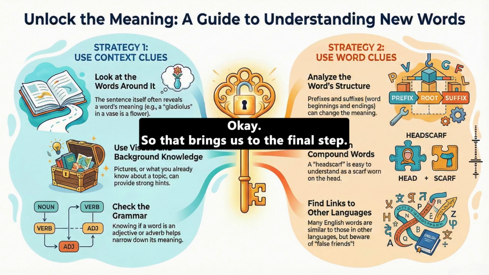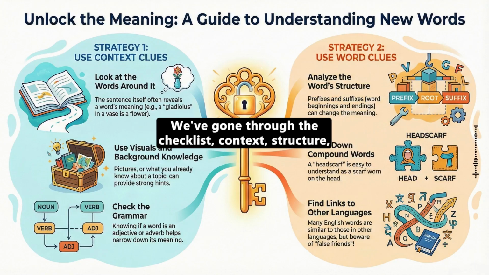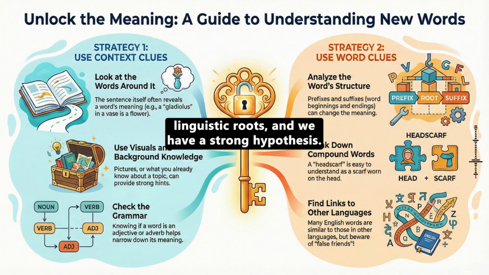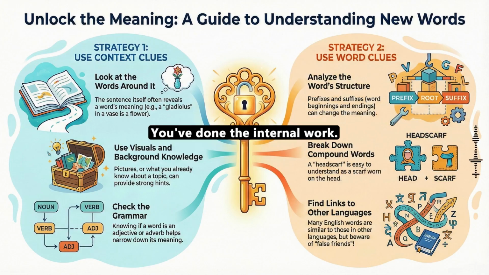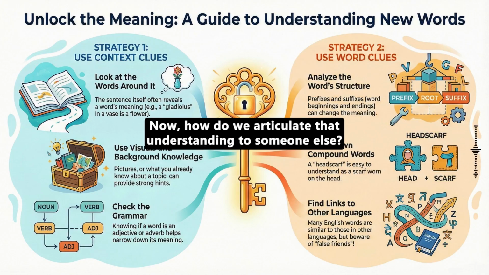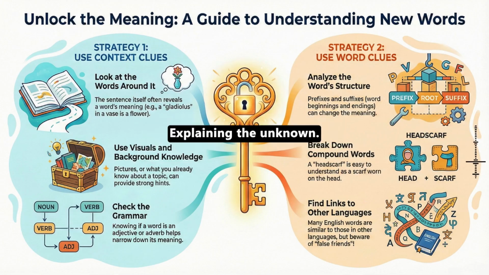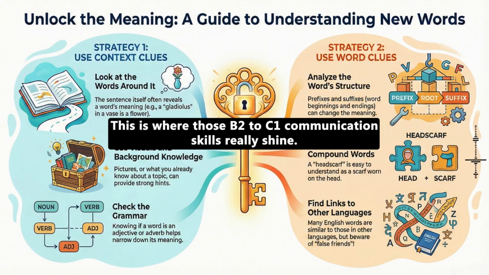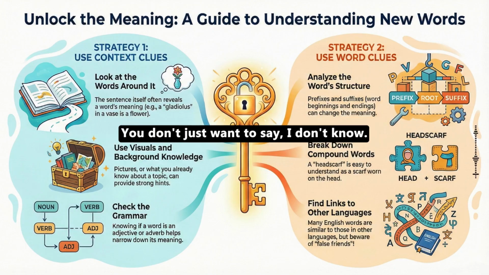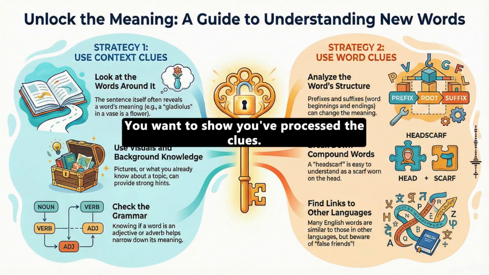Okay, so that brings us to the final step. We've gone through the checklist, context, structure, linguistic roots, and we have a strong hypothesis. You've done the internal work. Now, how do we articulate that understanding to someone else? Explaining the unknown. This is where those B2 to C1 communication skills really shine. You don't just want to say, I don't know. You want to show you've processed the clues.